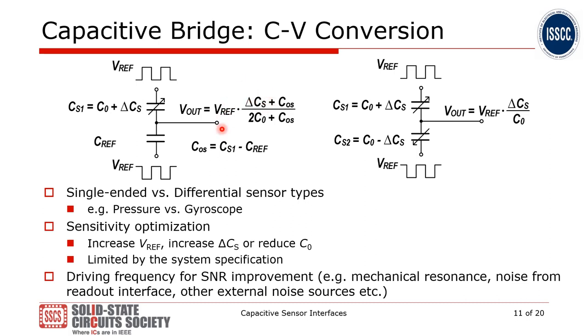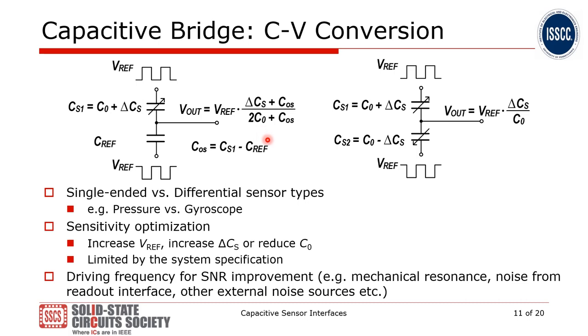This excitation voltage is typically limited by the voltage tolerance of the chosen process for the readout interface, while delta CS is typically dependent on the sensor design. We also have the baseline capacitance here, or the offset capacitance, which is the sensor capacitance without any input signal. Typically, C0 can be very large when compared with delta CS, which can reduce the signal-to-noise ratio.